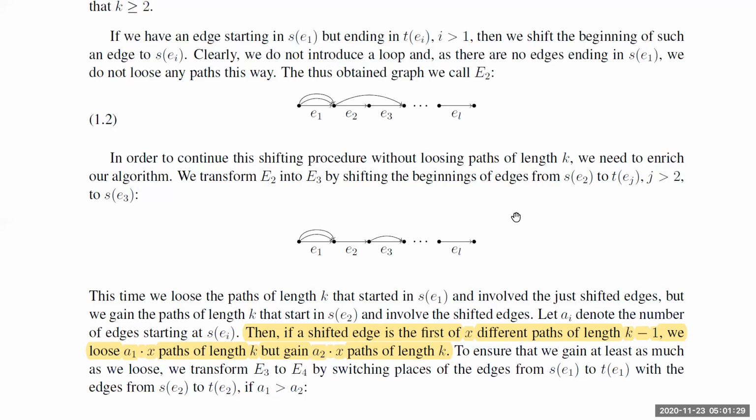Right, so this is just the notation. AI denotes the number of edges starting at S of EI, and X here we choose a shifted edge. We can do it for any shifted edge, but let's focus attention. There is at least one shifted edge, otherwise we are done. Right, if there is no shifted edge, not jumping edge starting at S of E2, then we don't have to do this procedure. Right, then we can move forward to the next step. But this is just to show you what happens if already at S of E2 we have a jumping edge.